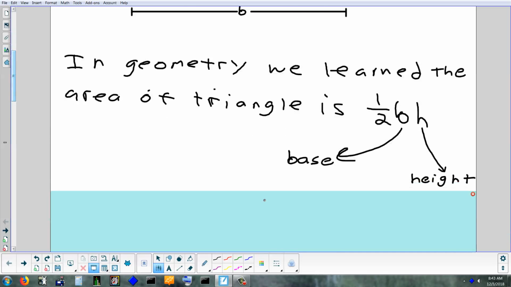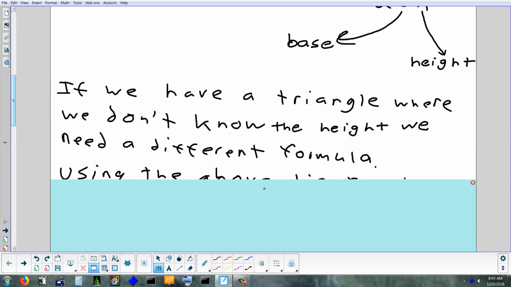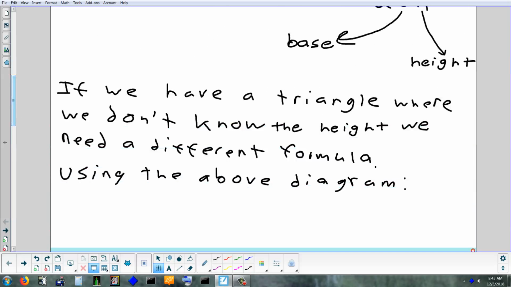Now, that formula works fine as long as you know those two things. If they give you the base and they give you the height, you're good to go. If they don't give you the base and the height, well, you indirectly have to figure one of them out. And that's where the trig part will come in. So if you have a triangle and you don't know the height, we're going to have to use a different formula. So that's what we're going to come up with right now.